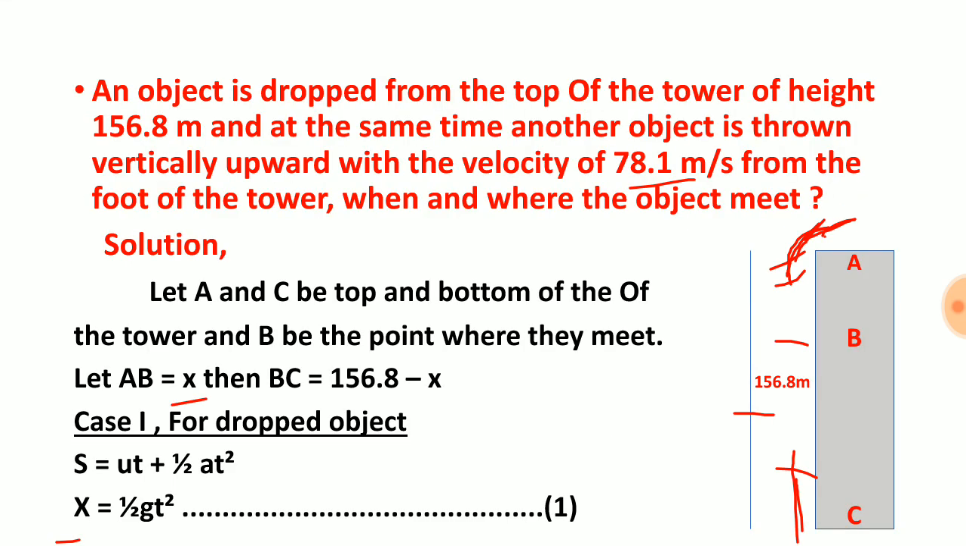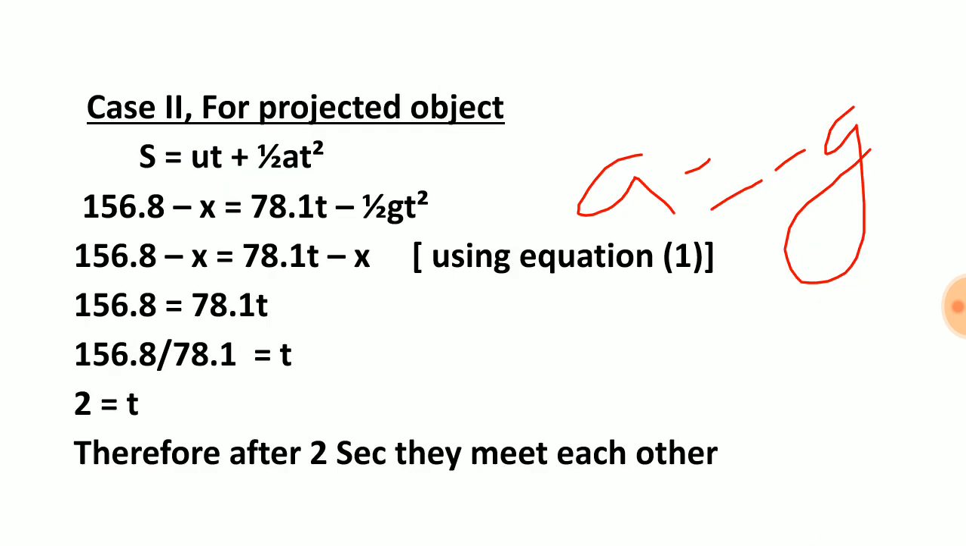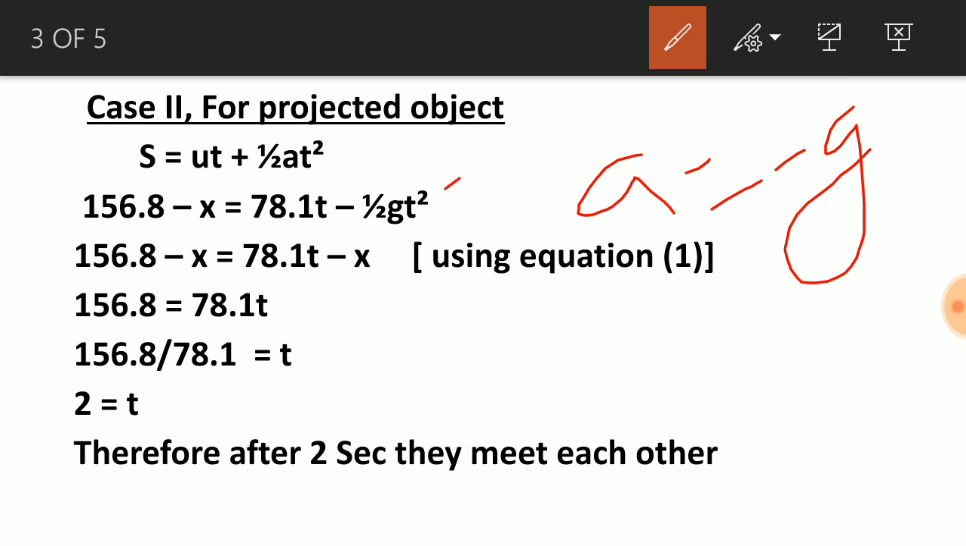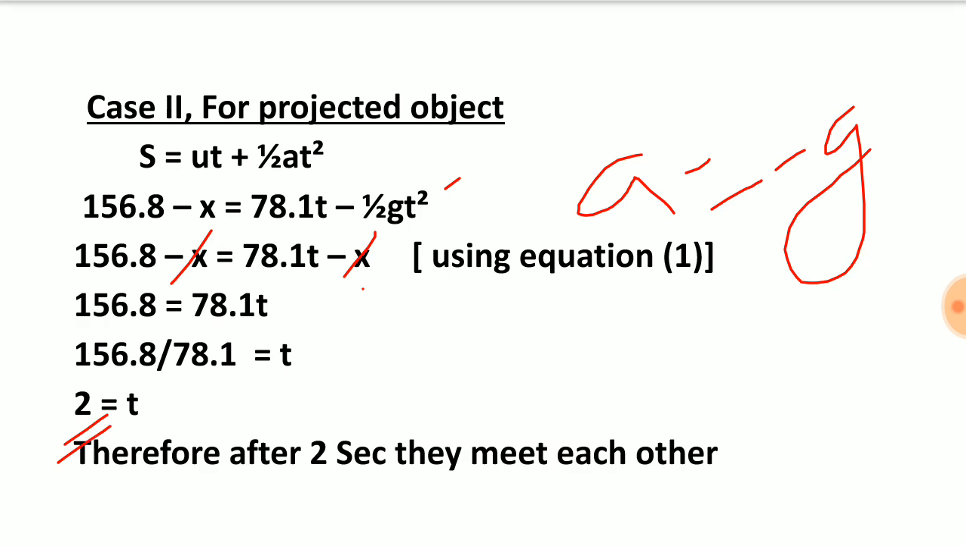According to equation 1, x is exactly equal to half gt square, so here we can replace half gt square by x, and the x terms cancel. Then 156.8 is equal to 78.1 t, so t will be 156.8 divided by 78.1, so t is equal to 2 seconds is the answer. After 2 seconds both bodies will meet at a point B.